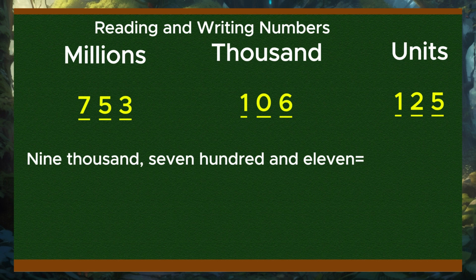The example says 9,711. How do we write the numerals? There is 9,000, so I should know that I have to write 9 and a comma because this indicates that we are in the thousand category. Then there is 711. How do we write 711? 7, 1, 1. Well done!